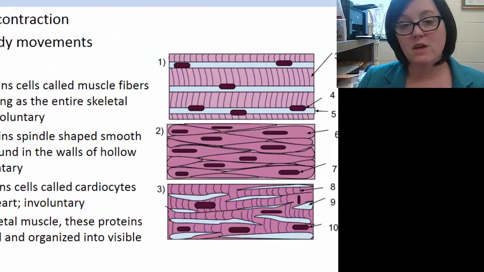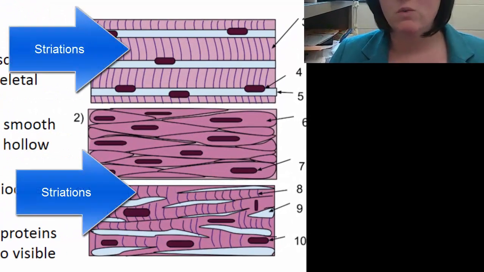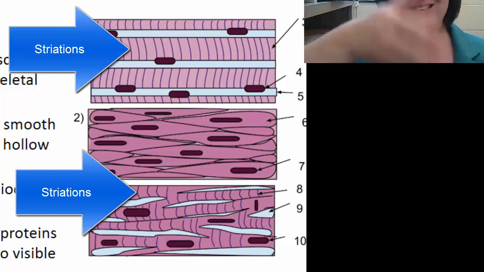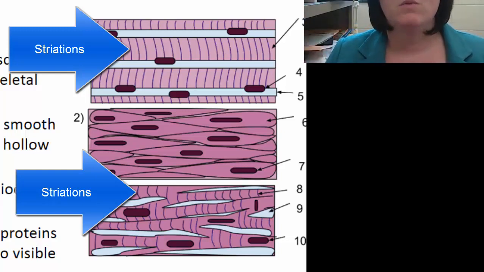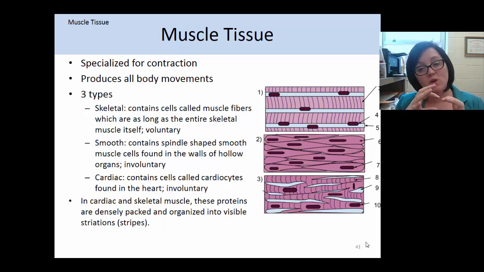Both cardiac and skeletal muscle tissue is striated, meaning when we look at it with a microscope, we can see these lines in it, and we call those striations. And these lines or these stripes or striations, these are actually highly organized proteins inside of the muscle tissue. And these are the contractile proteins that are going to move this tissue.